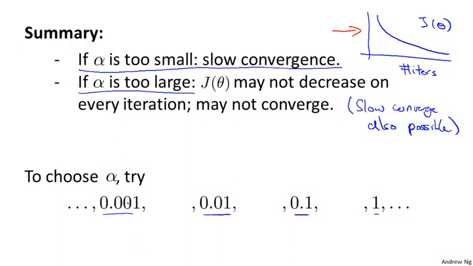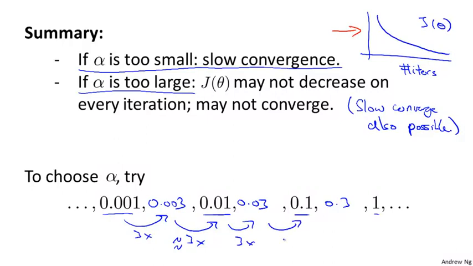What I actually do is try this range of values, and so on, where this is 0.01. I'll then increase the learning rate threefold to get 0.03, and then this step up is another roughly threefold increase, so these are roughly trying out gradient descent with each value I try being about 3x bigger than the previous value.